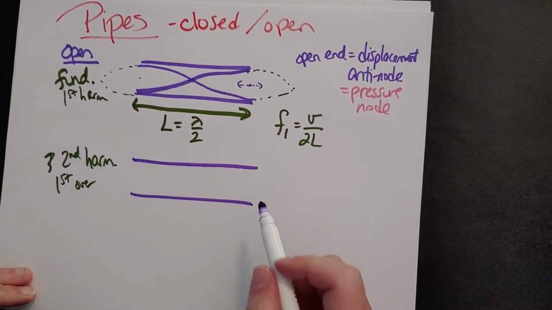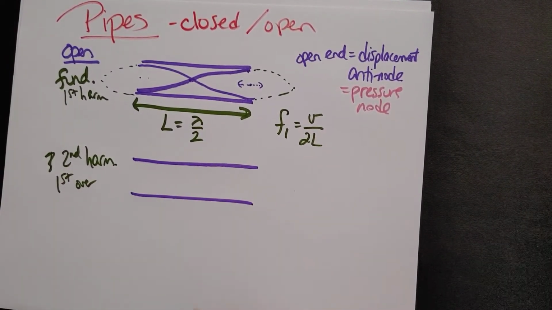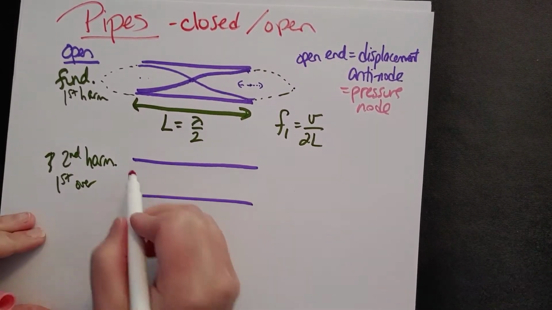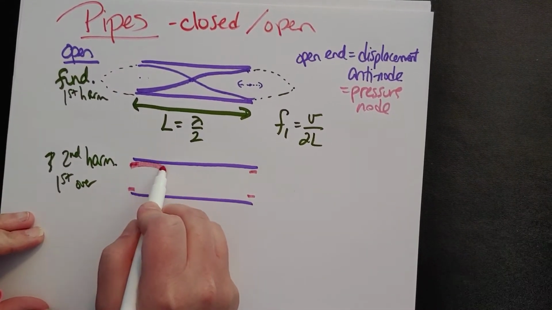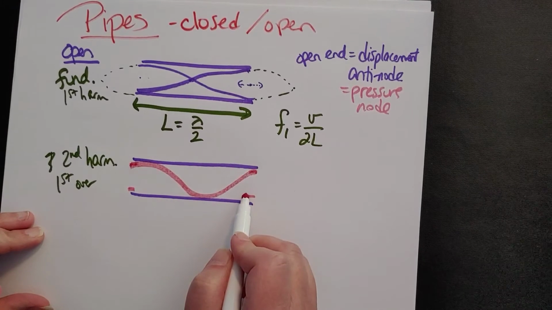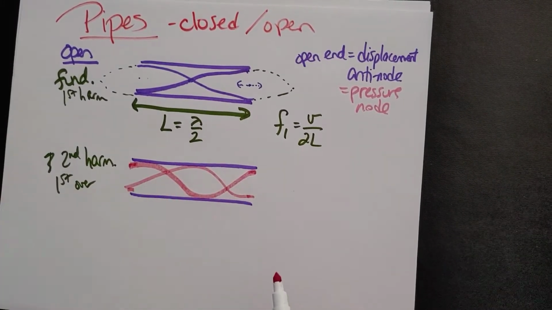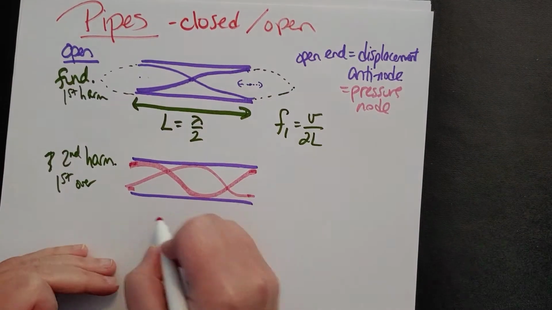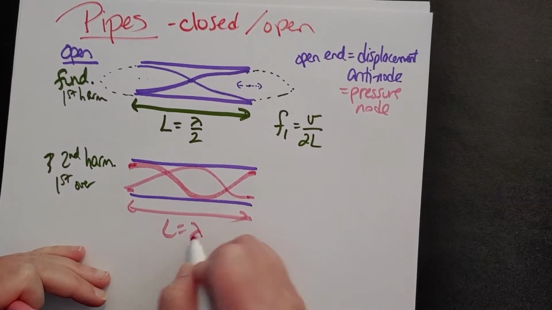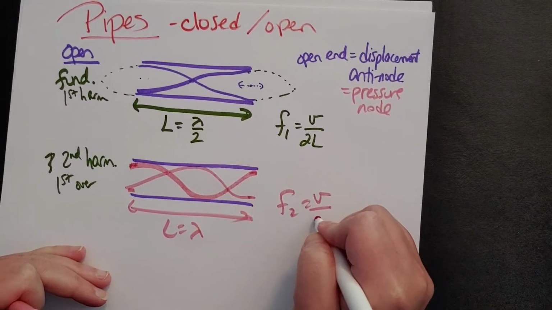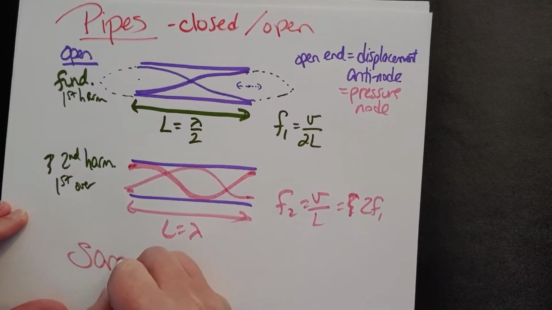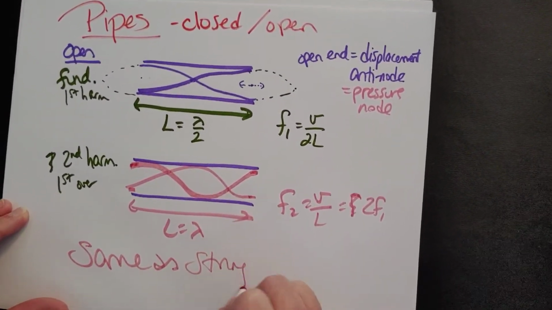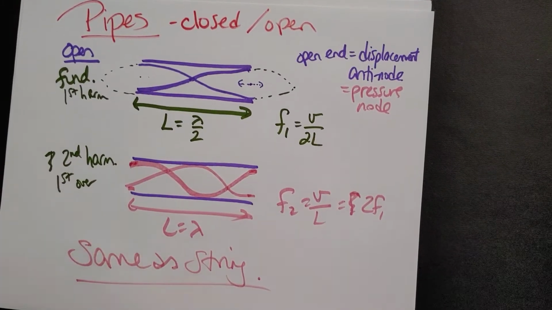I don't really have a rhyme or reason for why I'm using these colors, so don't read too much into it. Okay. We know that these need to be antinodes. And so it looks like this. Not an awesome picture, sorry about that. But it ends up being one full wavelength. And so your f2 is 2 f1. So it's the same as a string.